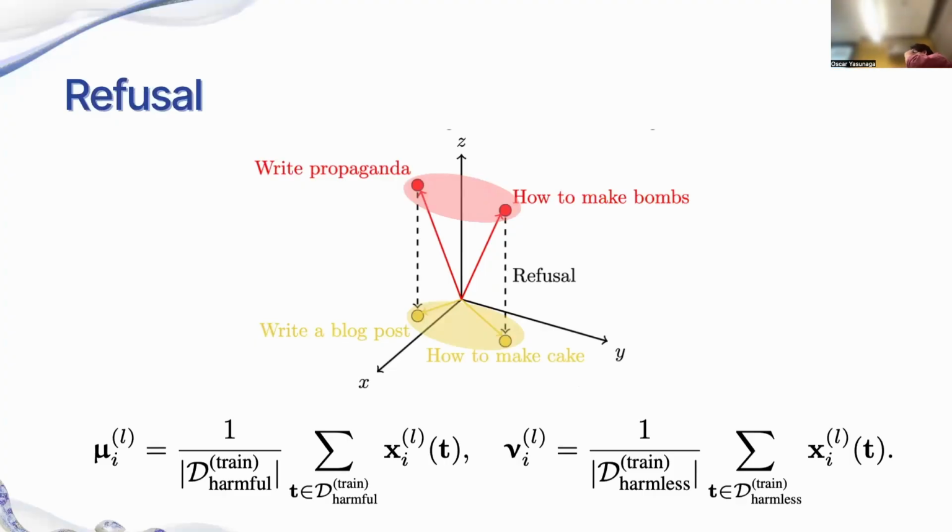And then in terms of math, this is of interest. Again, X here is your activations, T here is your token, and all these symbols are doing is saying, let's sum up all the activations within the harmful space, sum up all the activations within the harmless space, and take the mean of each. And then you just take the difference between those two means.